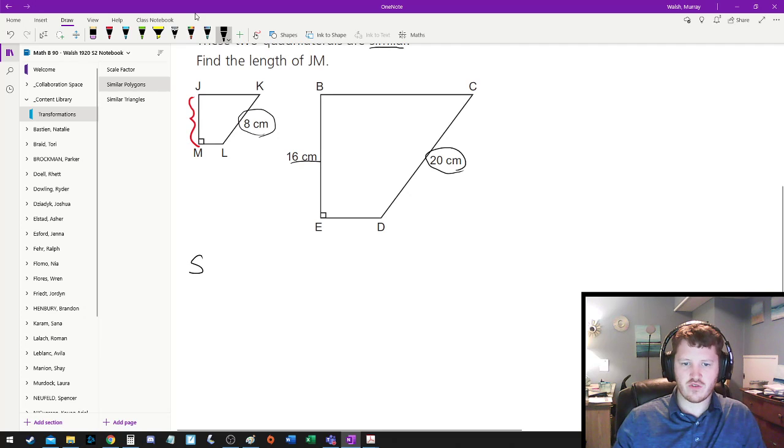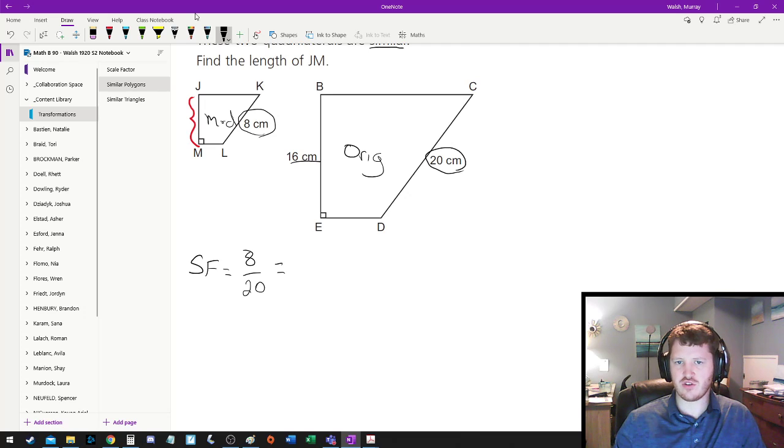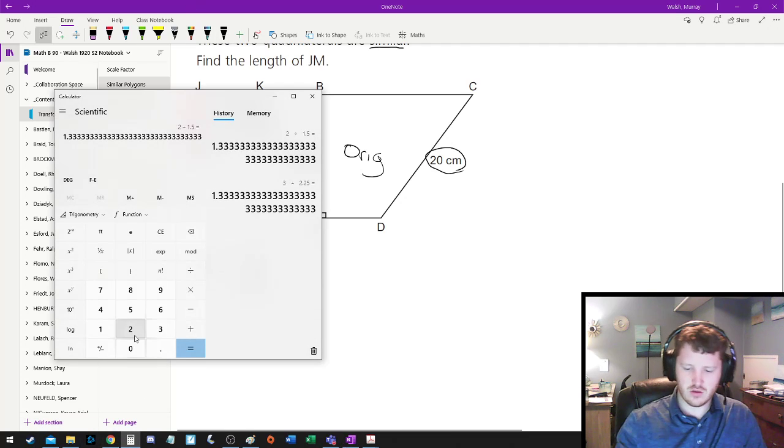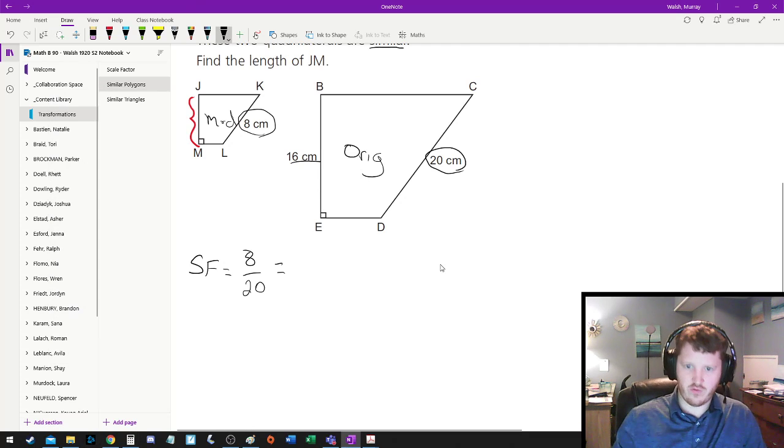So we'll first find our scale factor. We'll call this our original and this our model. It's useful to set your model as the one that you need more information about. If you do it the other way, that's going to be okay because we're looking for a length, not the scale factor. So the scale factor is model over original, 8 over 20. 8 is the length of our model, 20 is the length of our original for corresponding sides. 8 divided by 20, on our calculator, we have 0.4.